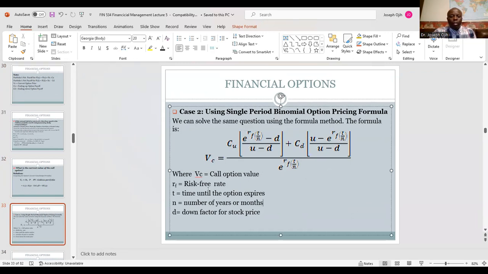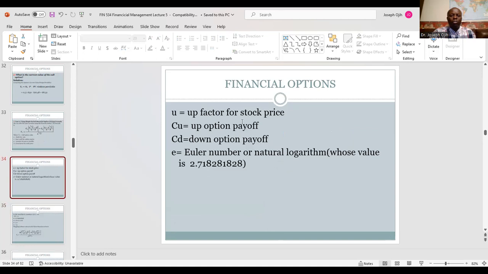Where VC means call option value. RF, which is the RF right here, means risk-free rate. T is time until expiration. N is number of years or months. D is the down factor for the stock price. And U is the up factor for the stock price. CU is the up option payoff. CD is the down option payoff.